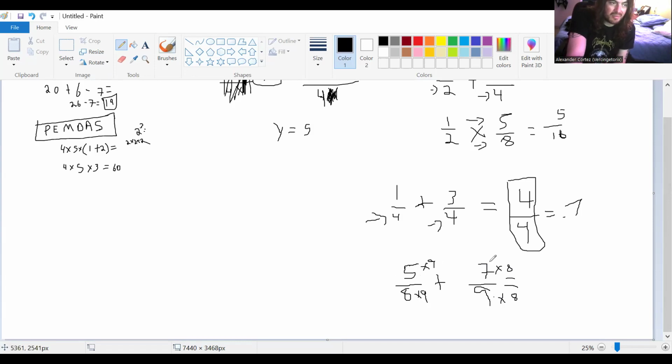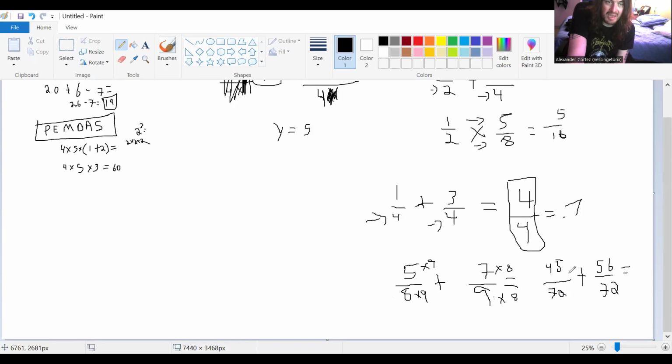the multiplications, right? 5 times 9 is 45. 8 times 9 is 72. Let me check the math. 72, plus 7 times 8 is 56. And 9 times 8 is also 72. Right? So right here we can see why we did that. Because now we have both denominators the same, 72, 72.